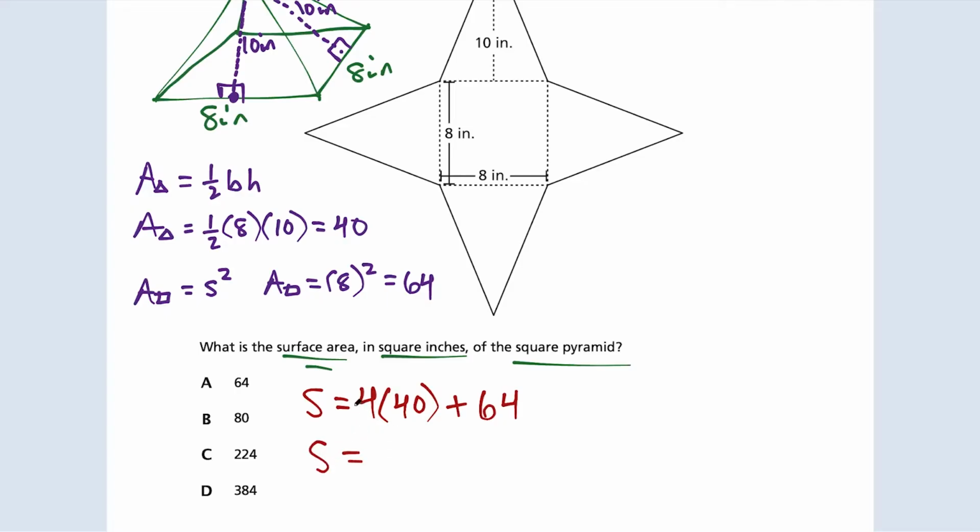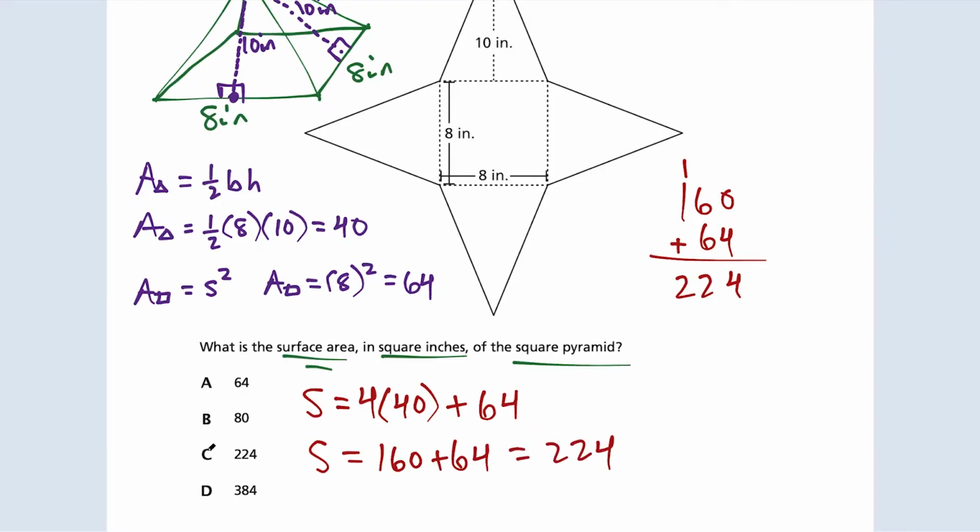So the surface area, 4 times 40 is 160. So we have 160 plus 64. And that we could either do in our heads or we could just do the long addition on the side here like this. So we have 0 plus 4 is 4, 6 plus 6 is 12, carry the 1, and we're going to get 224 square inches. Choice C is our solution.